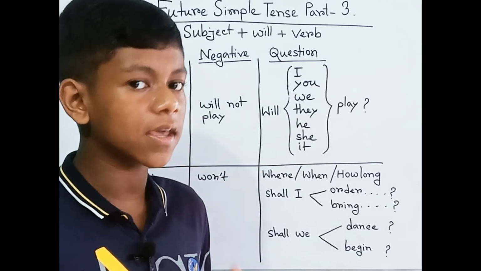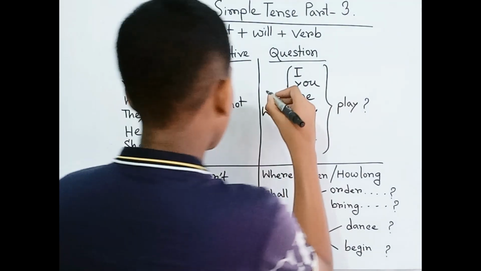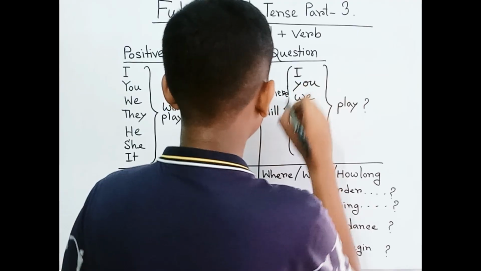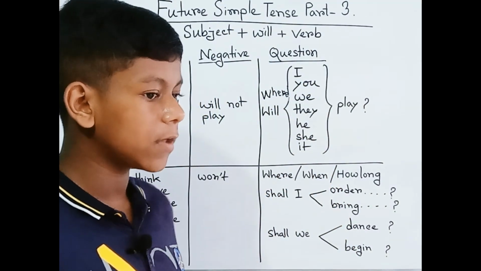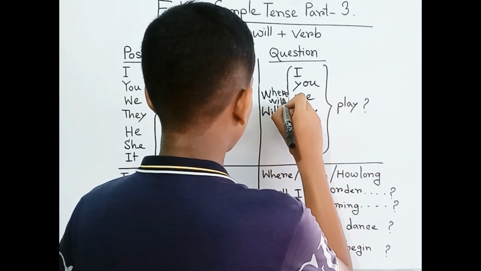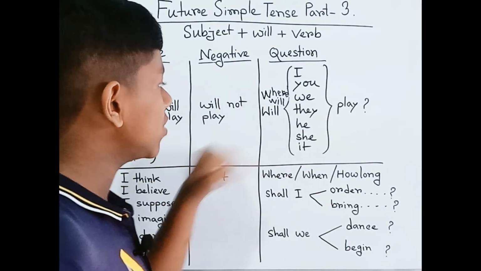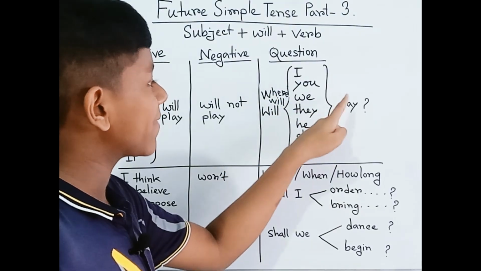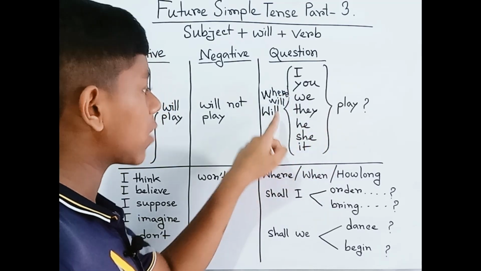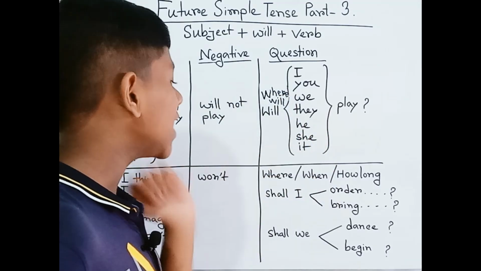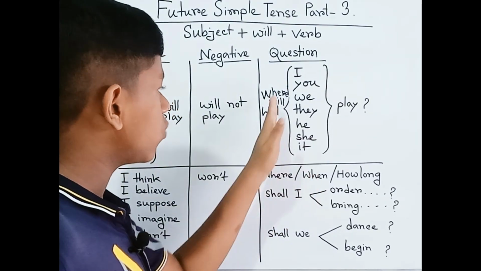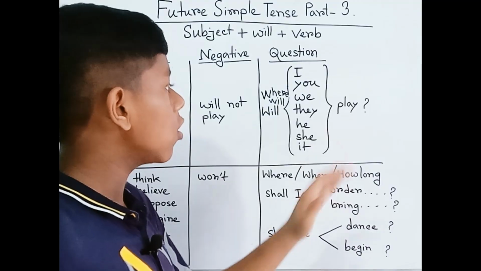For example, we can take the where. We can't capitalize the will, so we have to write a small letter w. Then we can say this. Don't follow this, just follow this. Where will I play? Where will you play? Where will we play? Where will they play? Where will he play? Where will she play? Where will it play? Like where, you can use many kinds of WH questions with this. You can also use when with will, and also you can use how long with will.